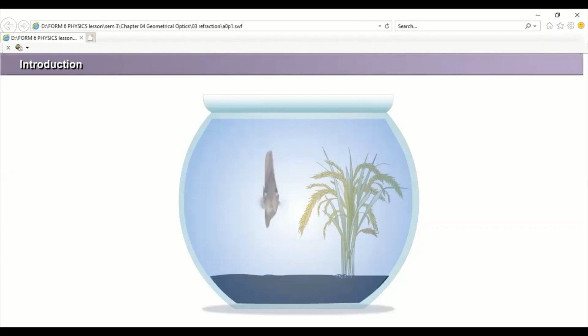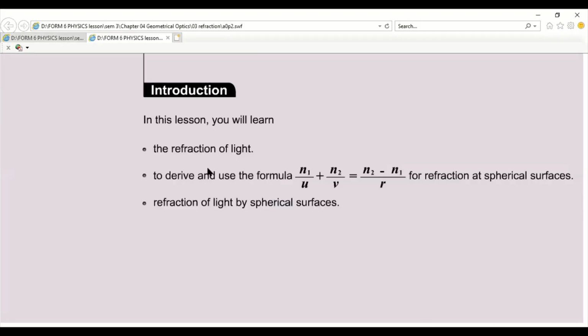Ladies and gentlemen, we go to the next slide. We notice that, in the introduction, in this lesson you will learn about the refraction of light, to derive and use the formula n1 over u plus n2 over v equal to n2 minus n1 over r for the refraction at a spherical surface. You will learn the refraction of light by the spherical surface.